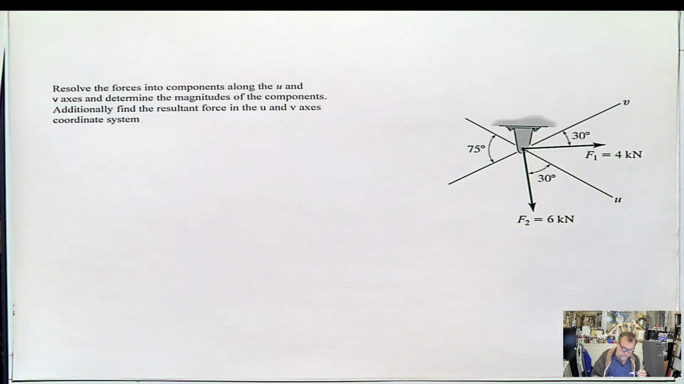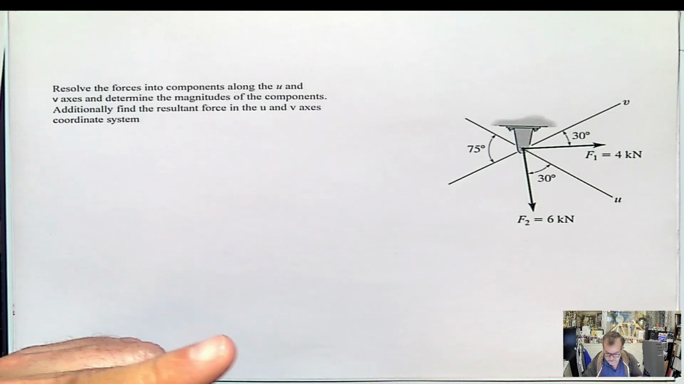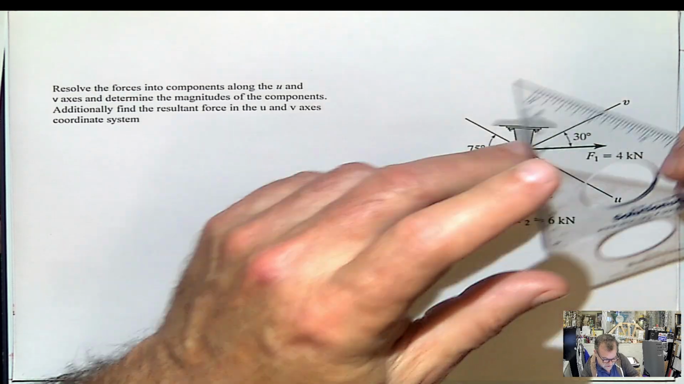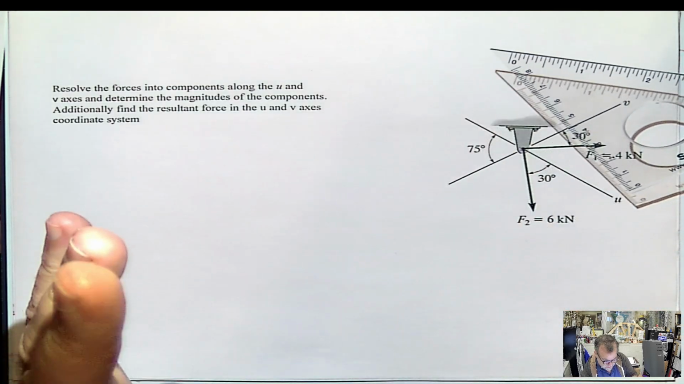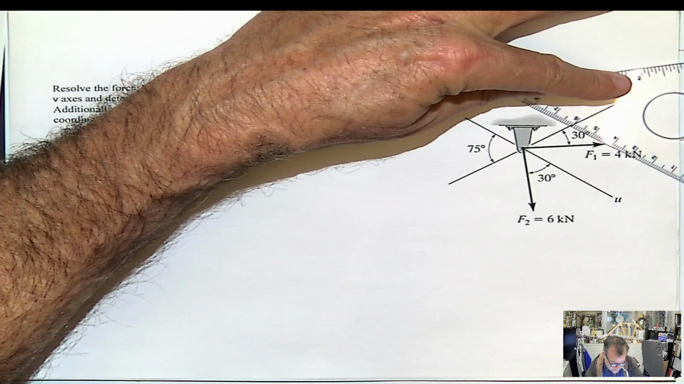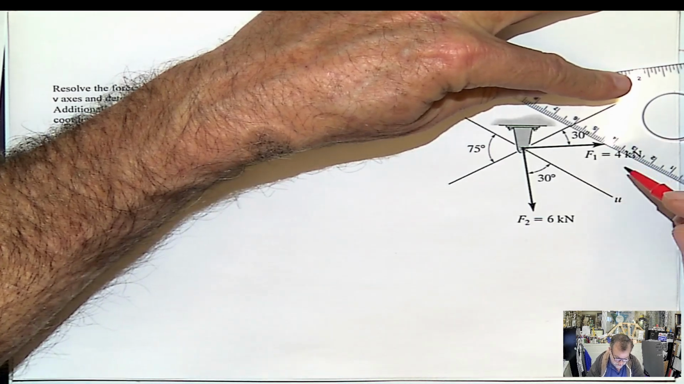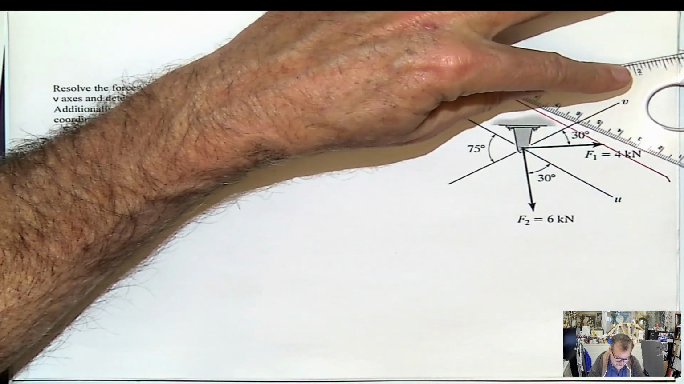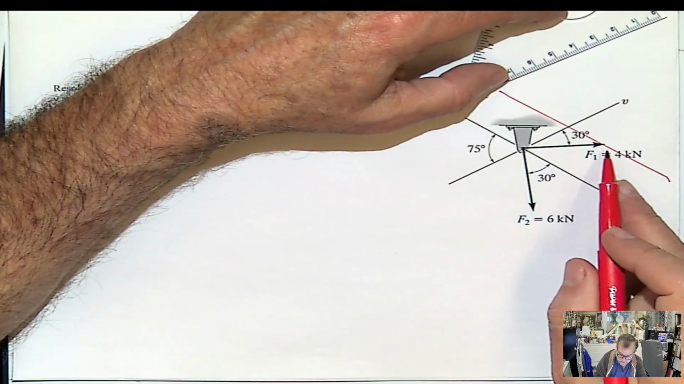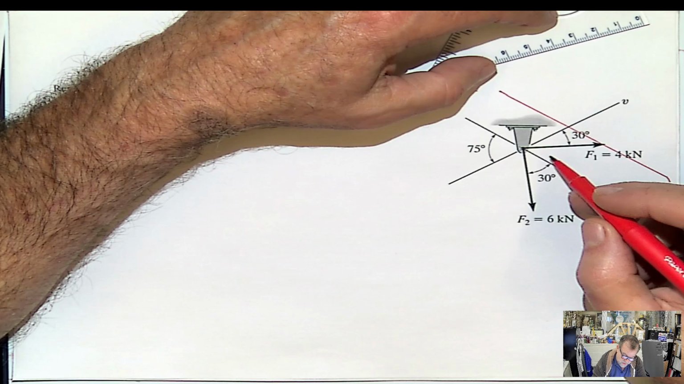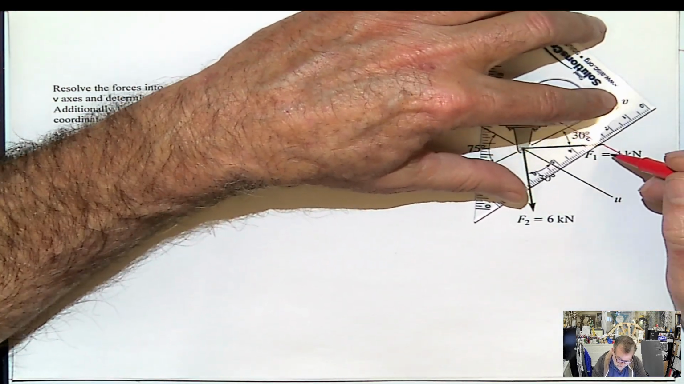How do we do that? The procedure is the same, but now we are going to decompose this force F1 into the UV axis. How do you do that? Same situation. You draw lines parallel and perpendicular to the axis, so this is going to be for force 1, and force 1 is going to be the resultant of that. So basically I need to go here and here.